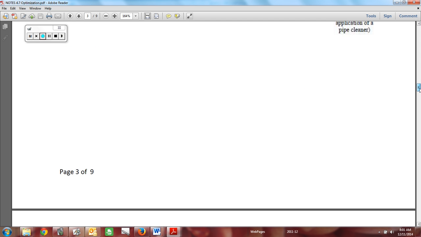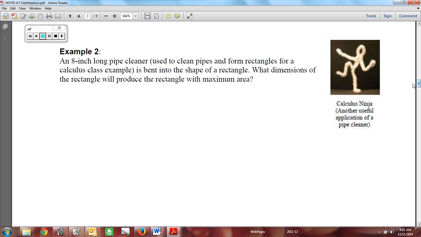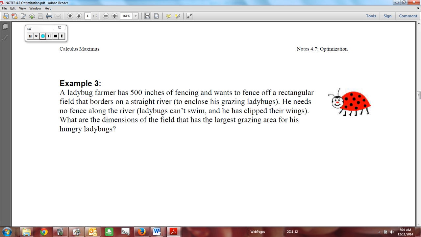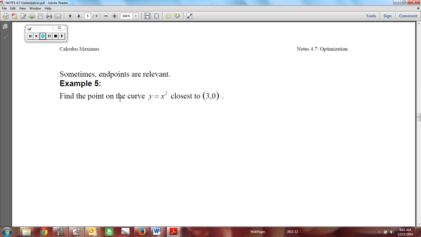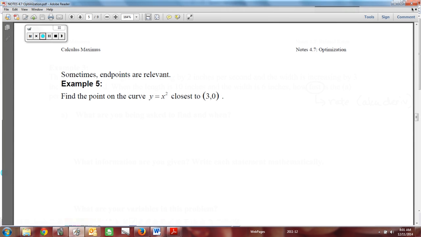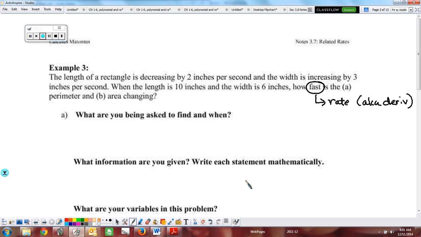Another example of an optimization problem: if we look at this one, we're trying to find the dimensions that will produce a rectangle with the maximum area. So I'm looking for a maximum there. If I look at this example, I'm trying to find the largest grazing area. If I look at another example, I'm trying to find the point on the curve closest to, so that's a minimum distance. So in an optimization problem, you're trying to find extrema, maxes and mins, whereas in related rate problems, you're trying to find a rate. And so that's going to be the key thing when we're looking at it.